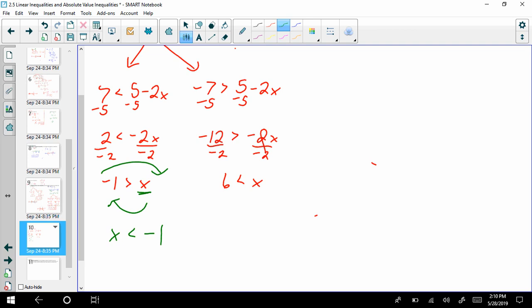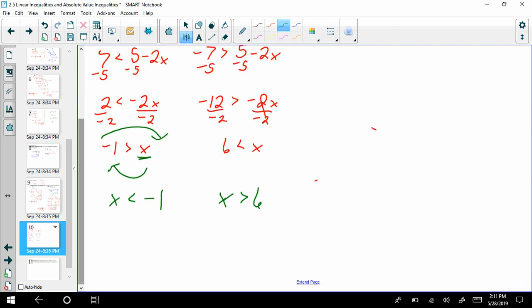So this means the exact same thing as the piece right above it. I just turned the entire thing around. I didn't flip anything. I just turned it around. Think of it like a revolving door. I'm going to do the same thing for the other one, just because I think it's easier to read that way. So this means I need to stay less than negative 1, but I need to be greater than 6. Less than negative 1 or greater than 6.